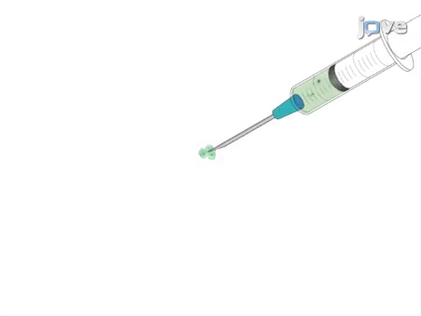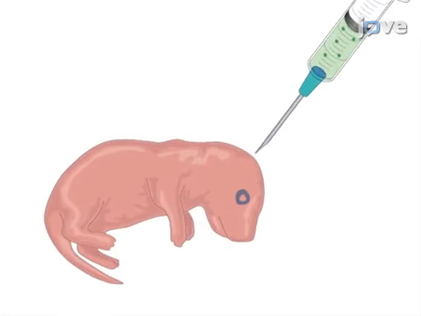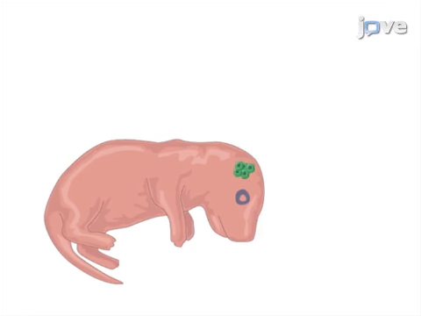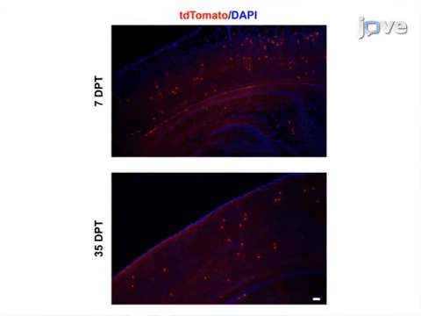Next, the transduced cells are transplanted into a host and allowed to develop in vivo. Ultimately, fluorescent microscopy or other techniques can be used to assess the transduced and transplanted cells at the appropriate time.